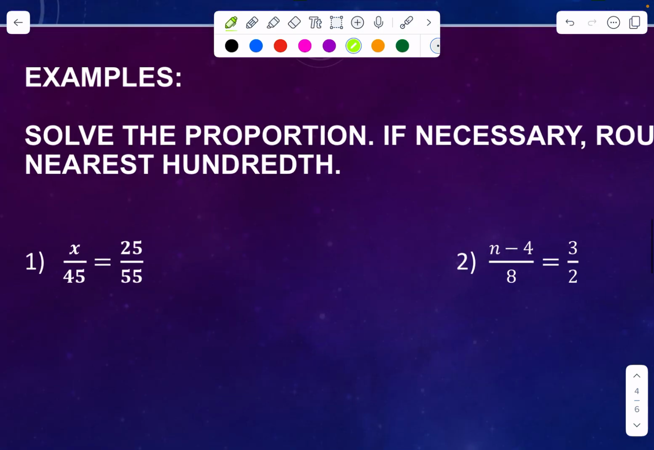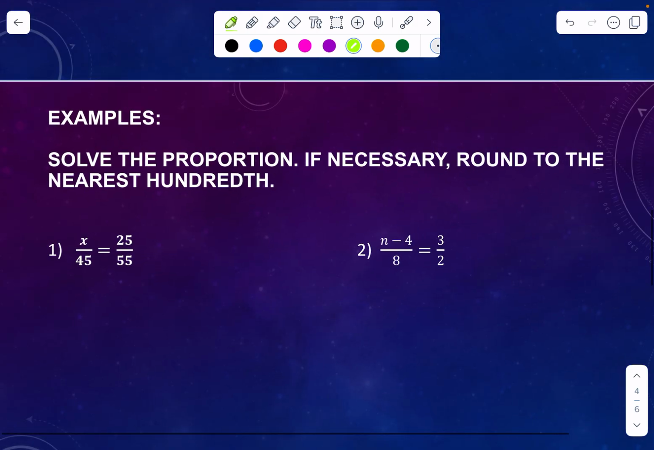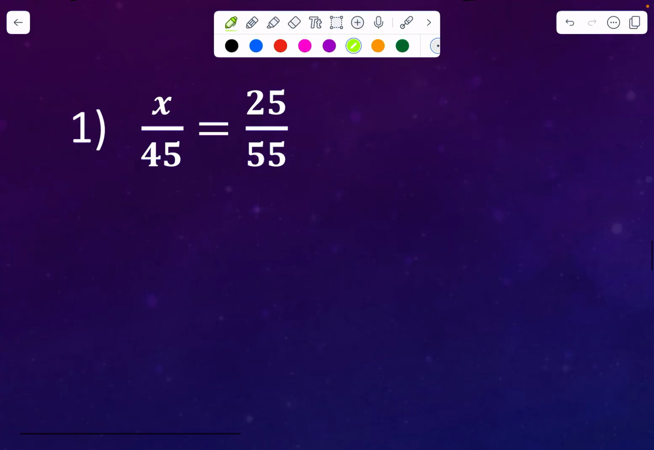So let's try one. Reading the directions, it says solve the proportion. If necessary, round to the nearest hundredth. Hundredth, remember, is 2 decimal places.